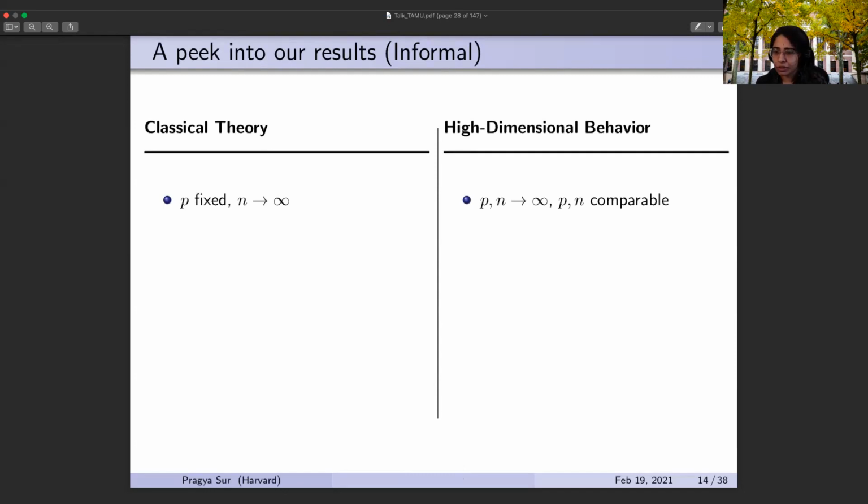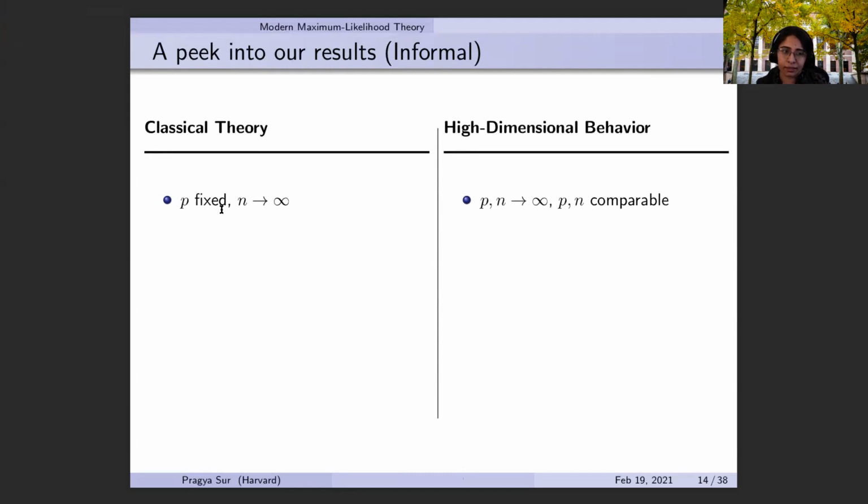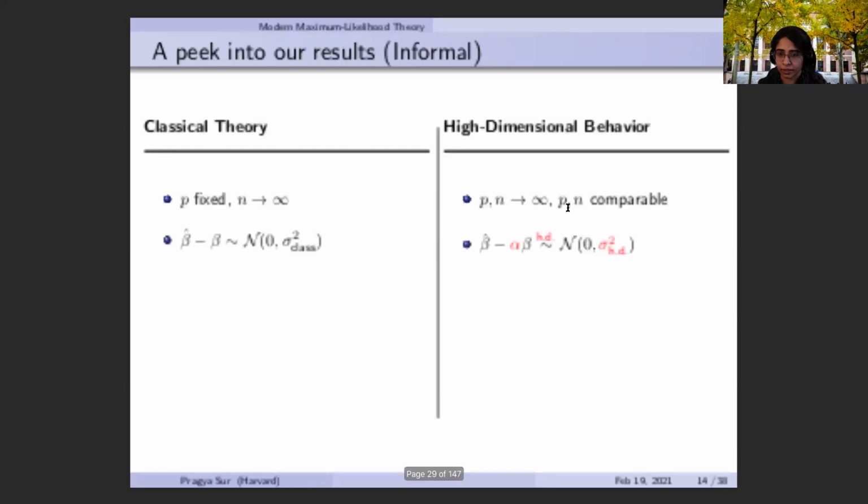Okay, so in the classical setting, the number of features is fixed and the sample size is diverging. The way we are going to capture the high dimensional phenomena is by assuming the number of features and the sample size are both diverging, at the same rate compared to each other. I'll make that precise in a bit. So p and n are both diverging at a comparable rate.